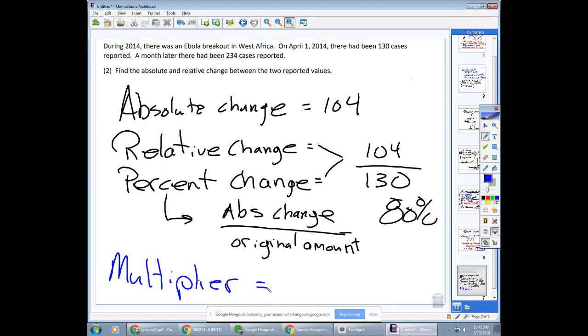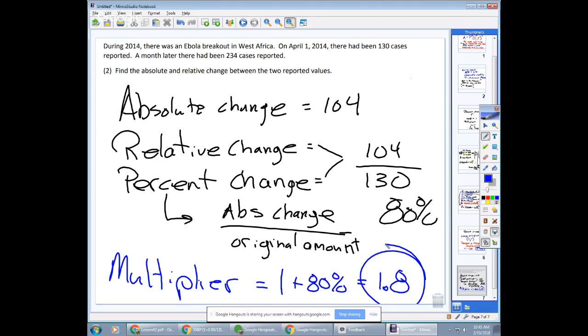Isn't it 2? What's that? Isn't it 20%? Not 20%. No, is the 80% an increase or a decrease? Increase. That means we have to add it on to one, not take it away from one. So it would be 1 plus 80%, which should be 1.8 or 1.80. That's our multiplier. Would you agree that's close to 2? And 2 would be 200%. Yeah, so we almost doubled the number of cases in 1 month.